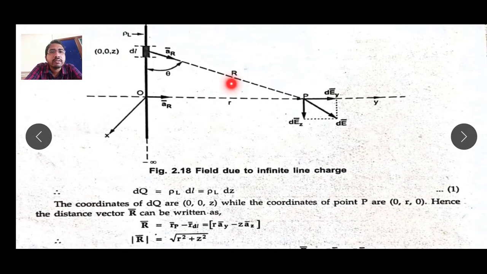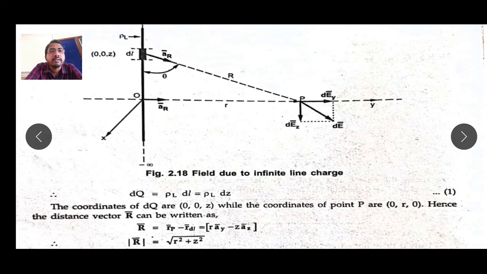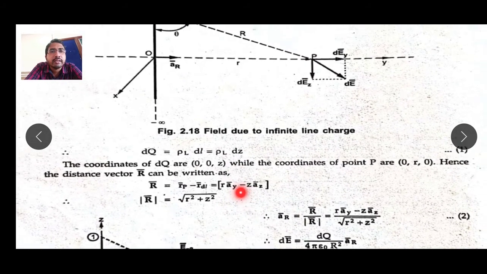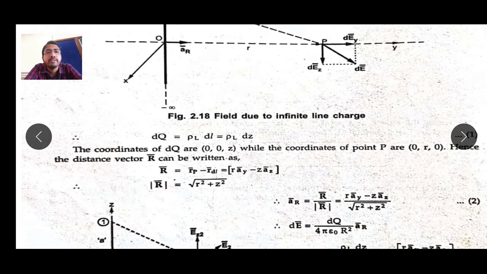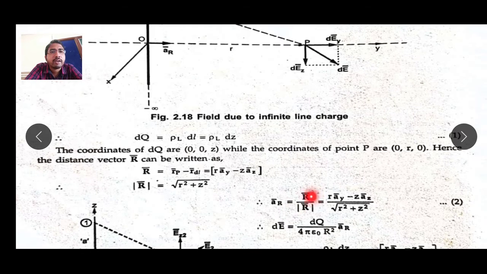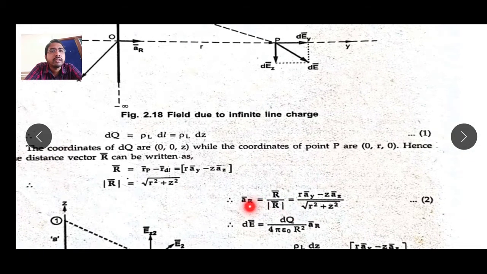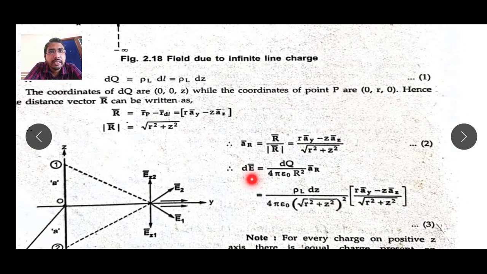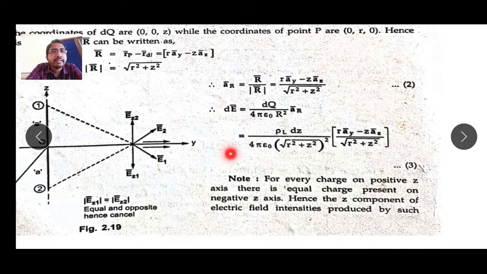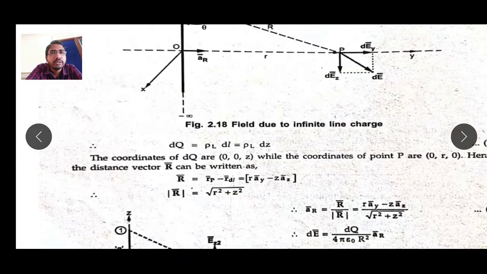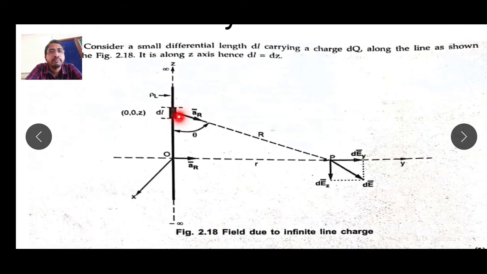So R bar is Rp minus RL. This is the vector in the AR direction, so dividing by its magnitude will give you the AR bar unit vector. R bar divided by mod R bar gives the unit vector in the R direction. We already know that the electric field intensity due to a point charge is Q by 4 pi epsilon naught R square AR bar, where Q is equal to rho L dz. On substituting this, we will get the differential electric field only due to this small differential portion.